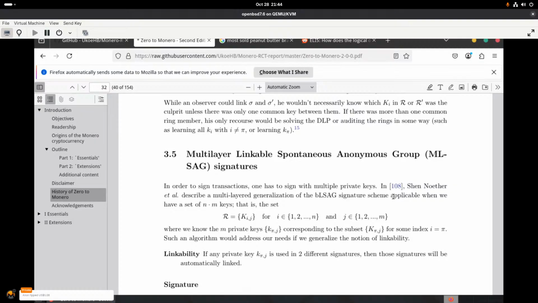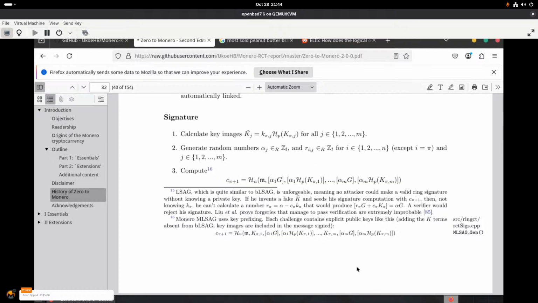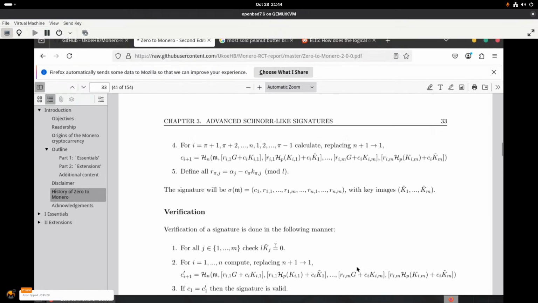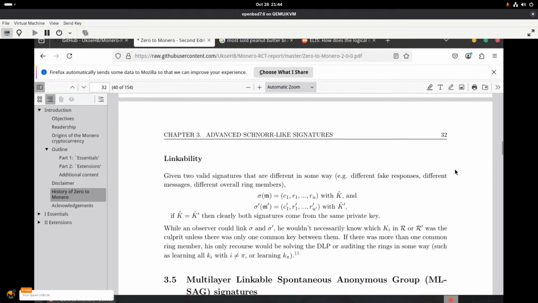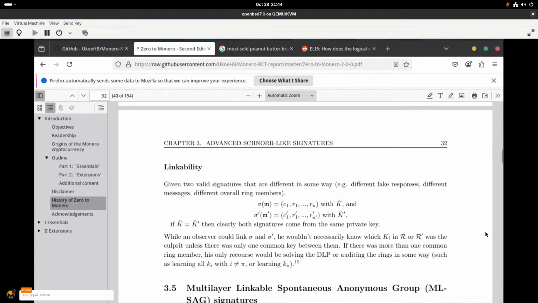Such an algorithm would address our needs if we generalize the notion of linkability. Linkability: if any private key is used in two different signatures, then those signatures will be automatically linked. Given two valid signatures that are different in some ways, e.g., different fake response, different message, different overall ring members.